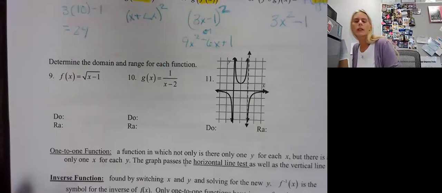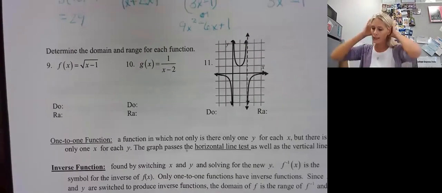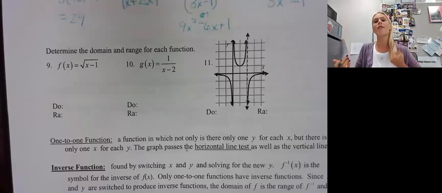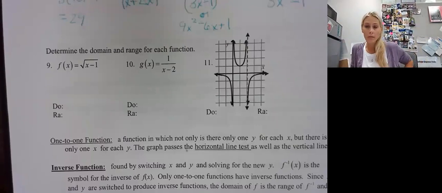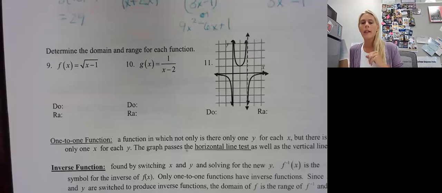Okay, let's go over some domain and range. Now, lots of times the easier way to figure out domain and range is to graph it, right? Or we can think about our restrictions. So if you remember from last year, our restrictions were if anything was in the denominator, we had to make sure that it could not equal 0. And if anything was under an even root.